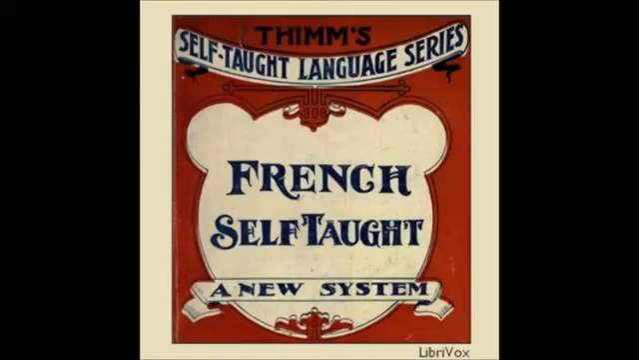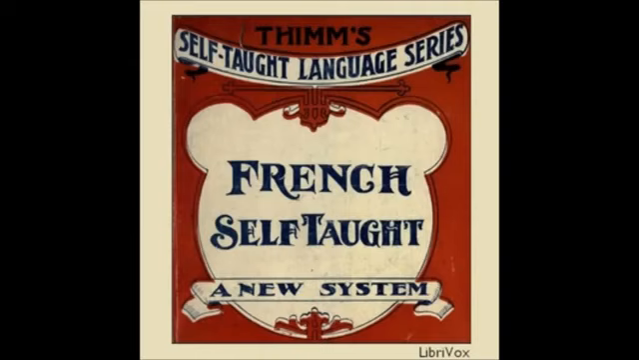Conditional present. I should have, j'aurais; thou shouldst have, tu aurais; he should have, il aurait; we should have, nous aurions; you should have, vous auriez; they should have, ils auraient.